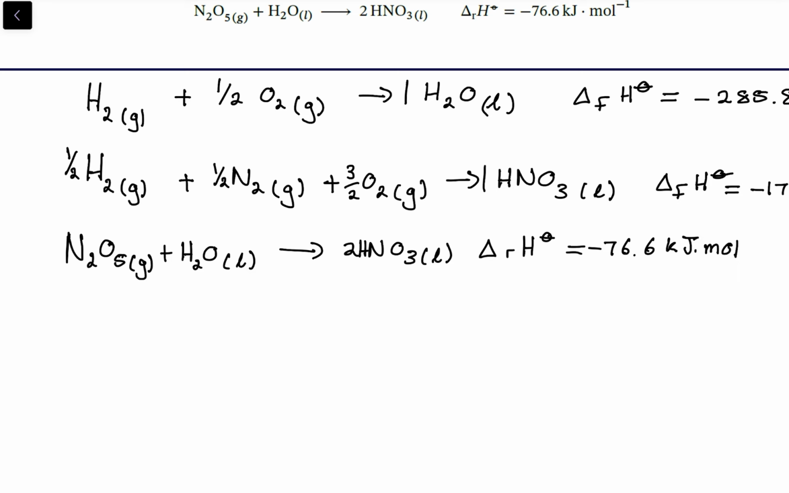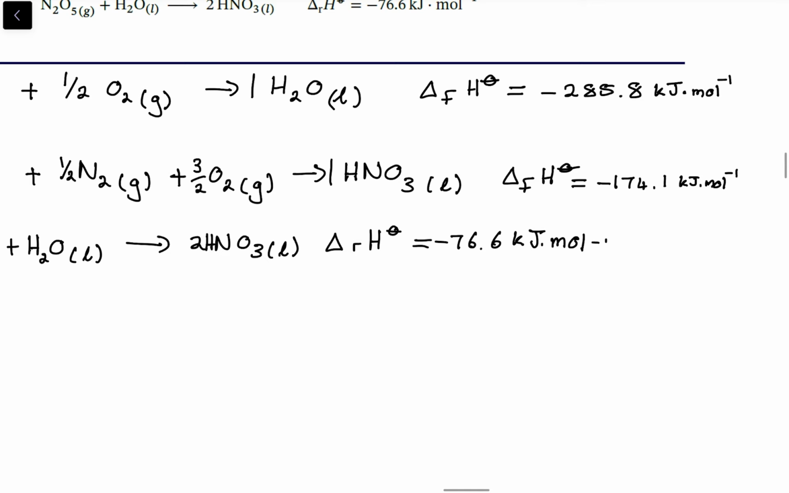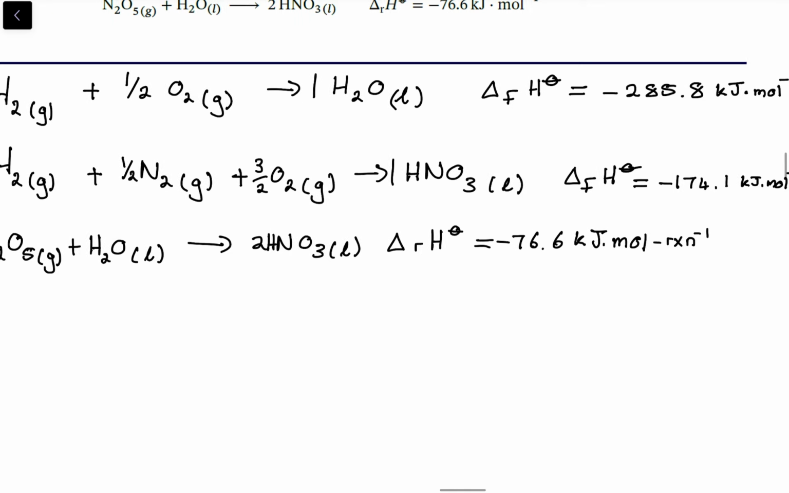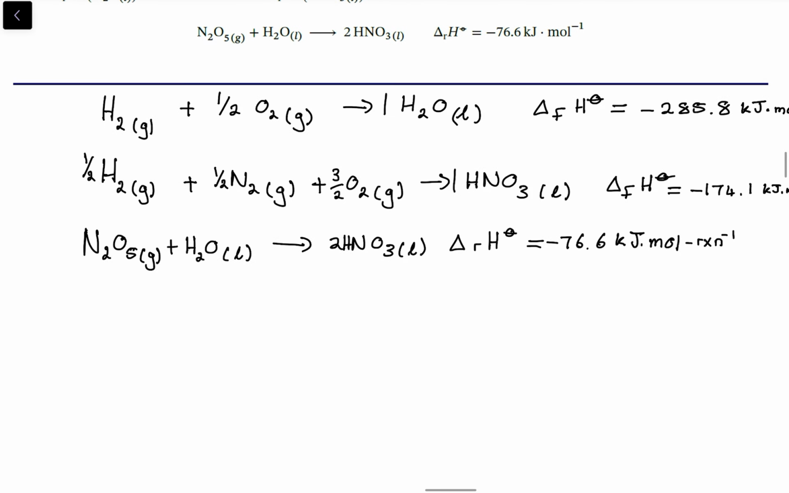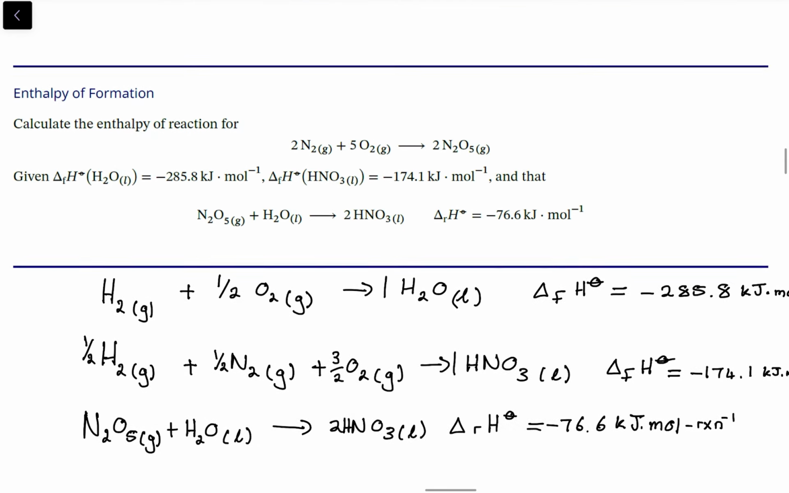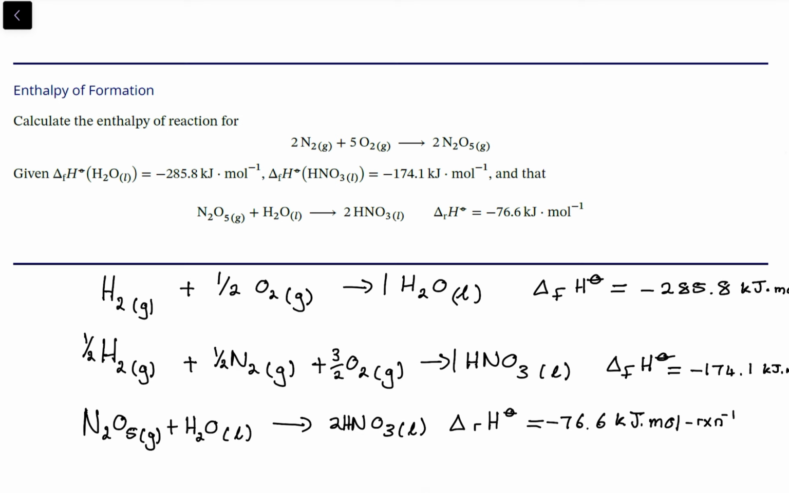Kilojoule per mole or kilojoule per mole reaction, whatever you want. The formation enthalpies are normally given in kilojoule per mole because that means kilojoule per mole of species. And then you can adjust it between kilojoule per mole reaction in any kind of way that you want. Right, so now the question is, we want to get to this equation at top here. We want to get to that point.